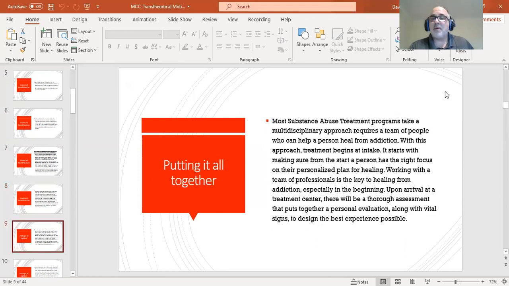Most substance abuse treatment programs take a multidisciplinary approach that requires a team of people who can help a person heal from addiction. With this approach, treatment begins at intake. It starts with making sure from the start that a person has the right focus on their personalized plan for healing. Working with a team of professionals is the key to healing from addiction, especially in the beginning. Upon arrival at a treatment center, there will be a thorough assessment that puts together a personal evaluation along with vital signs to design the best experience possible.